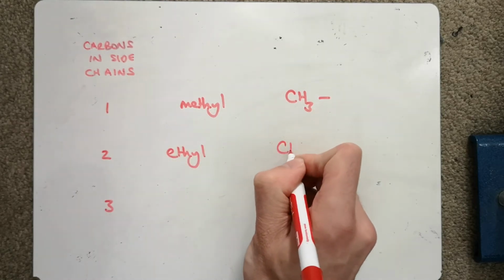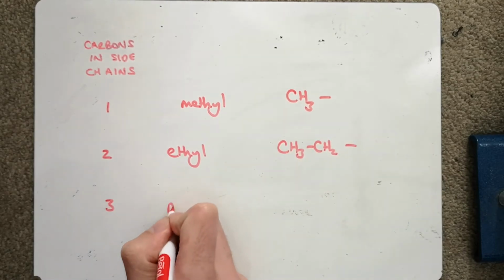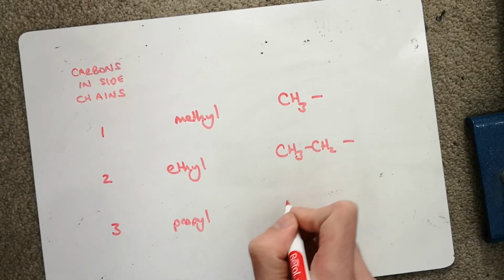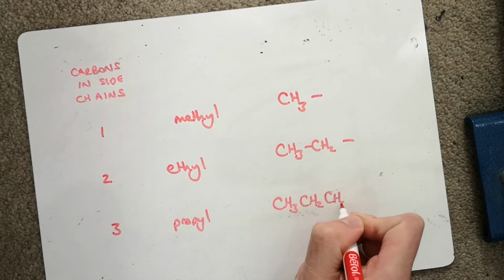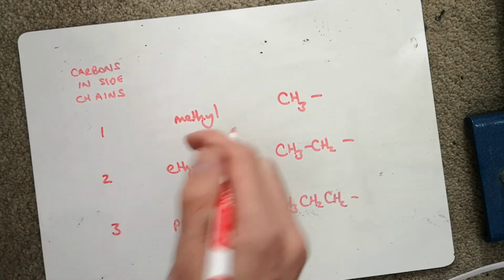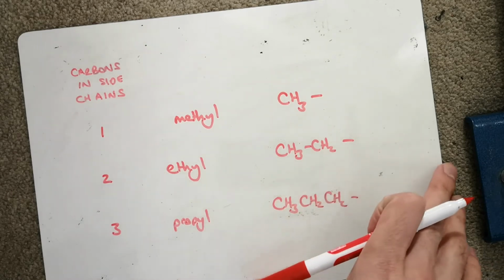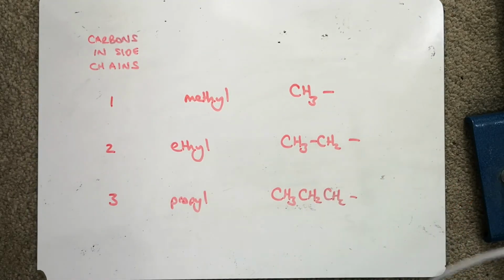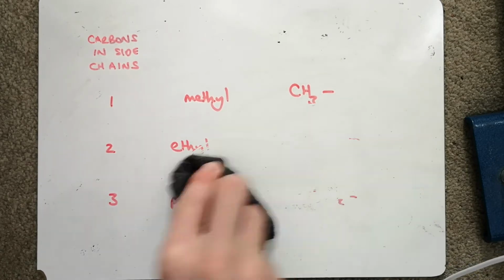Ethyl, where we have 2 carbons in the side chain, and propyl, where we have 3 carbons in the side chain. So these can go on the sides of chains, and then we'll put the prefix methyl, ethyl, propyl wherever these appear, whenever we see them. So I'm going to have a look at just a few examples, and we'll name the compounds now using the tables we've just made up.